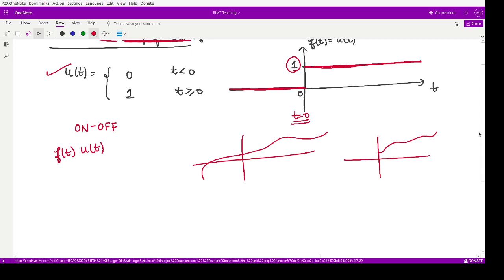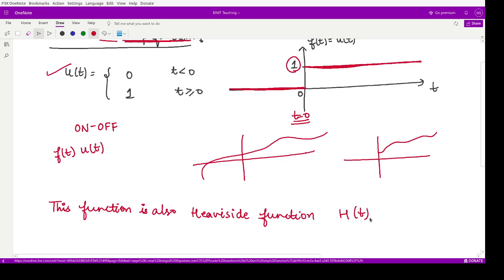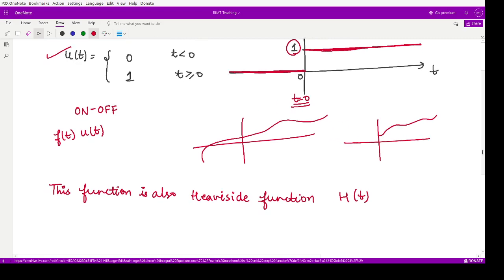So next, this function is also known as the Heaviside function. In some texts, the word Heaviside is used for this kind of function, and it is denoted by capital H of t. So this is also one notation.